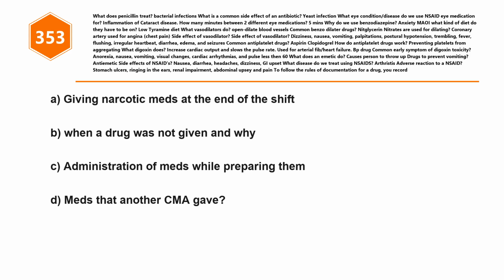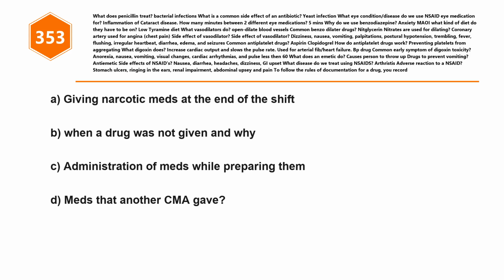What does an emetic do? Causes a person to throw up. Drugs to prevent vomiting are antiemetics. Side effects of NSAIDs: nausea, diarrhea, headaches, dizziness, GI upset. What disease do we treat using NSAIDs? Arthritis. Adverse reactions to an NSAID: stomach ulcers, ringing in the ears, renal impairment, abdominal upset and pain.